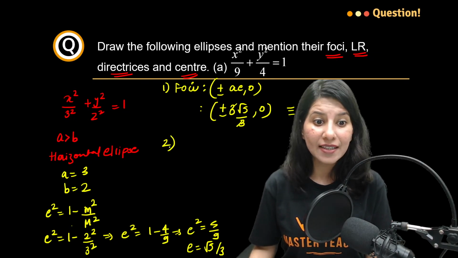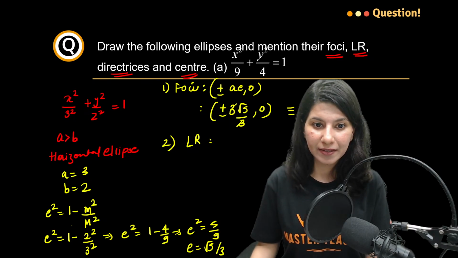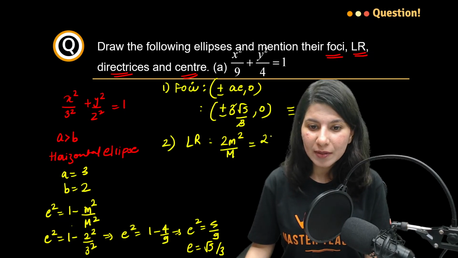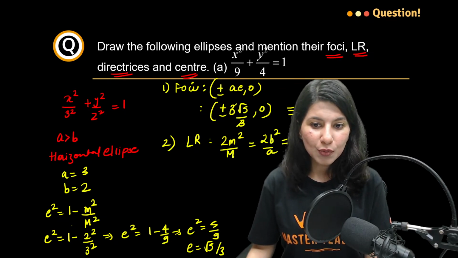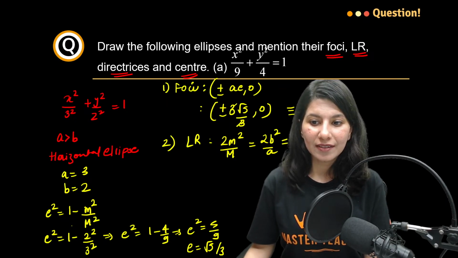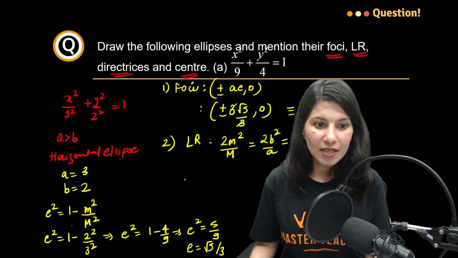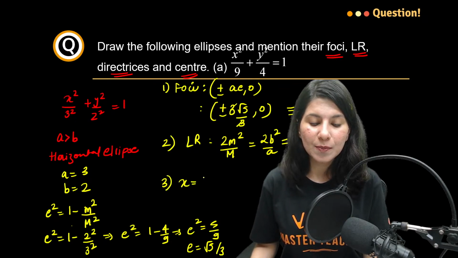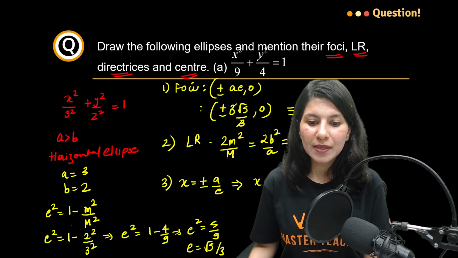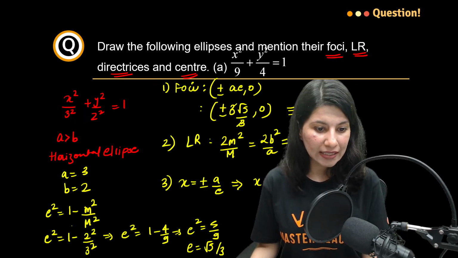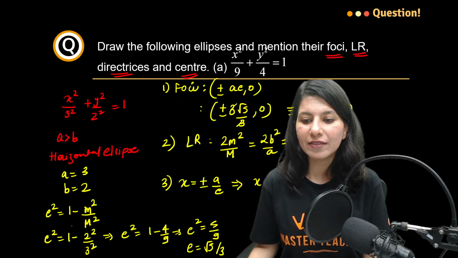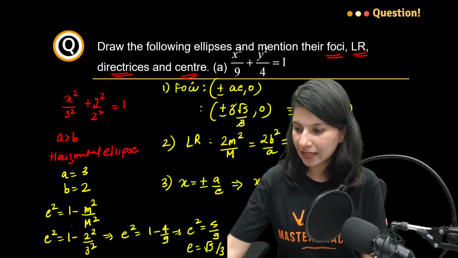Now second, focus done. Latus rectum, LR. Length of latus rectum is 2 small m square upon capital M. So in this case, smaller one is B. 2b square by A. So 2 into 2 square by 3. So this is going to be 8 by 3. Latus rectum is done. Directrix, x equals to plus minus A by E. So this is going to become x equals to plus minus 3 by E. Where E is root 5 by 3. So 9 upon root 5, plus minus. That's what you're getting.